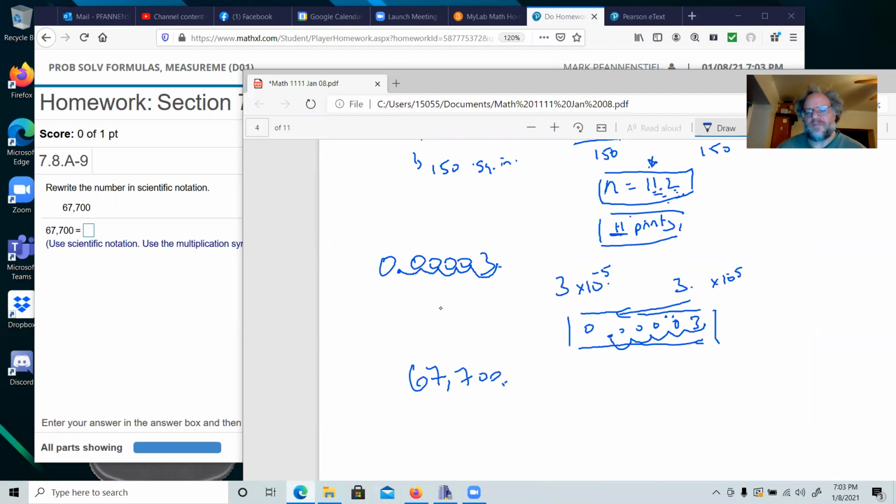67,700. Here's our decimal place at the end here. We're going to go 1, 2, 3, 4. The first number has to be between 1 and 10. You don't put 67, okay? So it's going to go 1, 2, 3, 4. So we have 6.77 times 10 to the, in this case, when I want to undo this, I'm going to want to go to the right. If I have 6.77, I want to move the decimal place this way. So it's to the positive 4, okay?